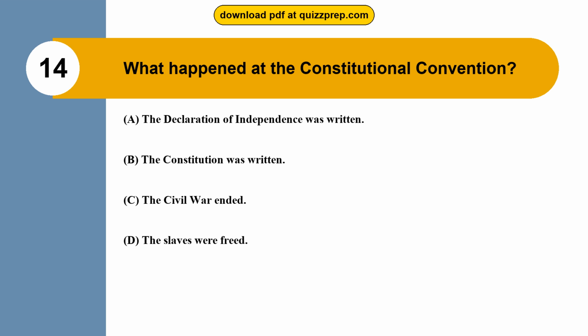Option A. The Declaration of Independence was written. Option B. The Constitution was written. Option C. The Civil War ended. Option D. The slaves were freed. The correct answer is option B.